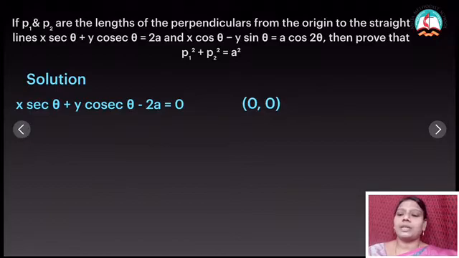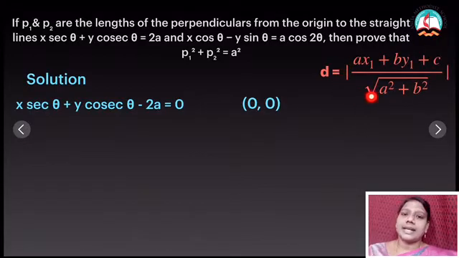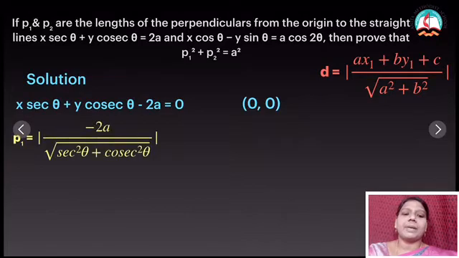Next, we know that the distance between a straight line and a point, d, is equal to the modulus of this. Now we are going to substitute here. It is given that P1 is the length for the first one and P2 is the length for the second equation. So P1 is equal to, first I substitute x equal to 0, y equal to 0, so I get only the constant here, minus 2a divided by root of secant square theta plus cosecant square theta.